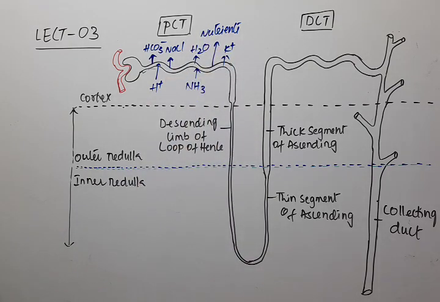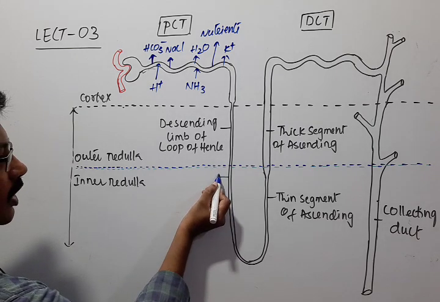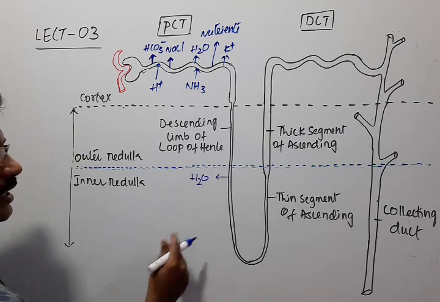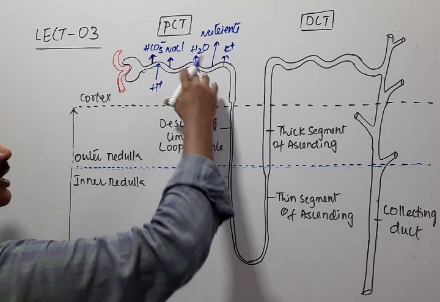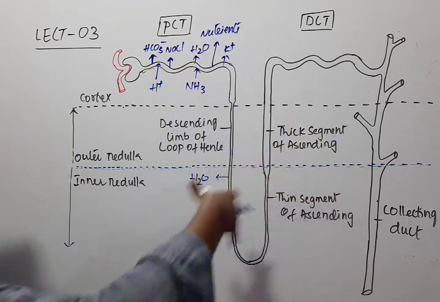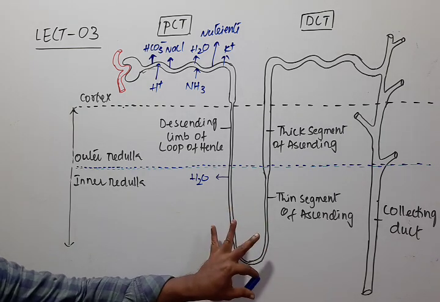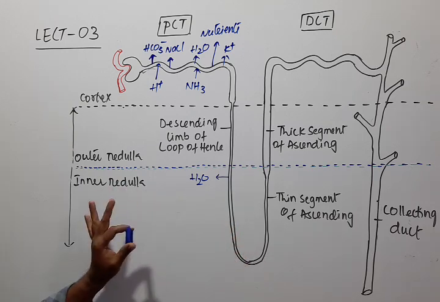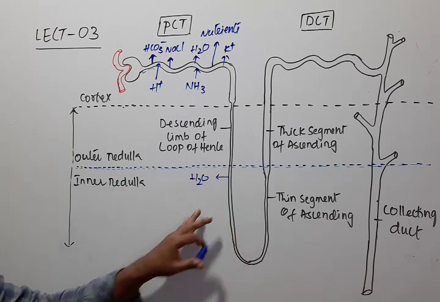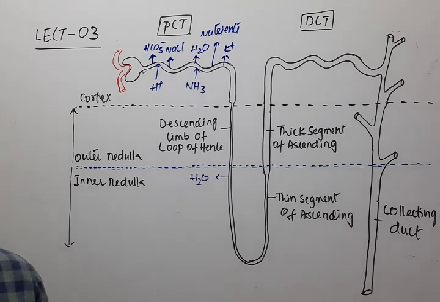And coming to the descending limb of loop of Henle, we know that it is permeable to water, so hence the water enters into the interstitial fluid. So you have to keep in mind, all these tubules are surrounded by fluid, and we call it interstitial fluid. The fluid you see around this Henle's loop, as the Henle's loop is present in the medullary region, we call it medullary interstitial fluid.